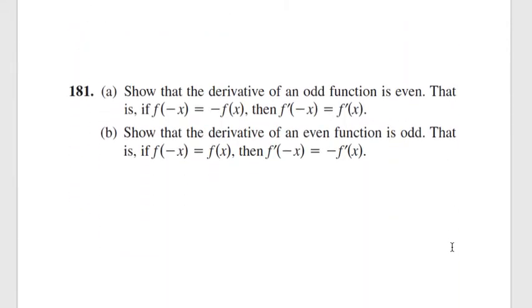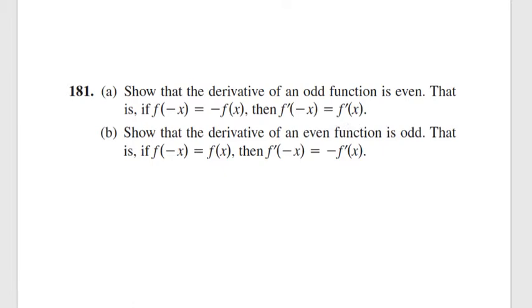Second exercise, 181. So for this question, show that the derivative of an odd function is even. B, show that the derivative of an even function is odd. They help us, they tell us exactly what it means. An odd function means f of -x equals -f of x. And if its derivative is even, then it means that f prime of -x equals f prime of x.